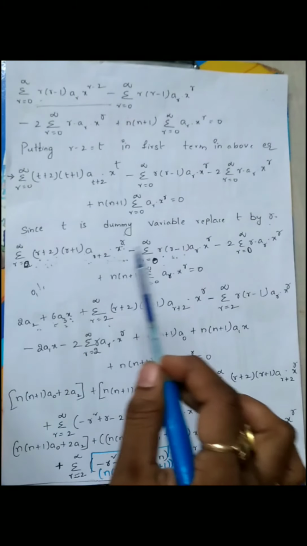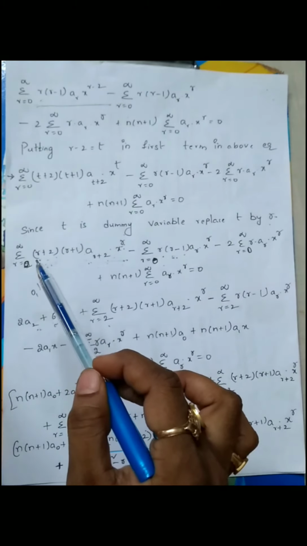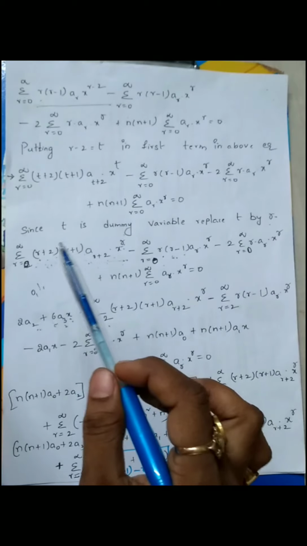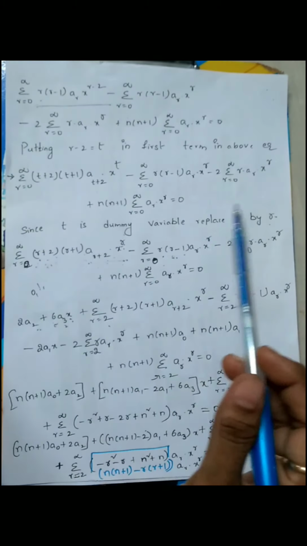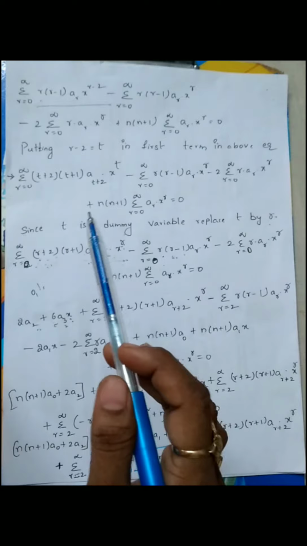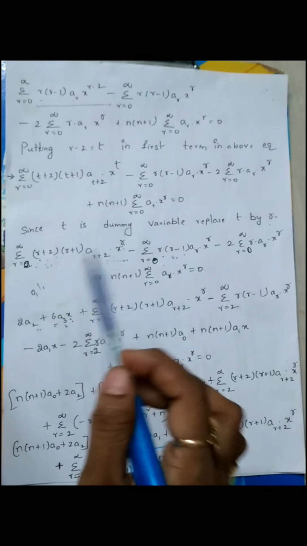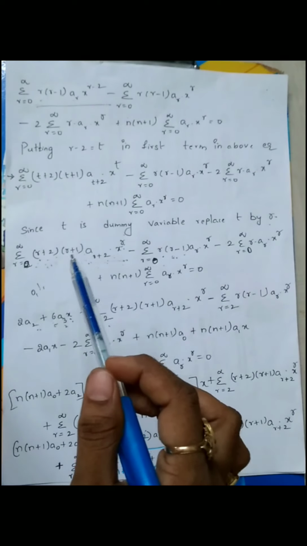So after writing like this, r equals 0 to infinity. r equals 0 to infinity means we have to take the values 0, 1, 2, and so on. So for our convenience, we take the values 0, 1 up to 2. Now we are going to substitute the r values 0, 1.